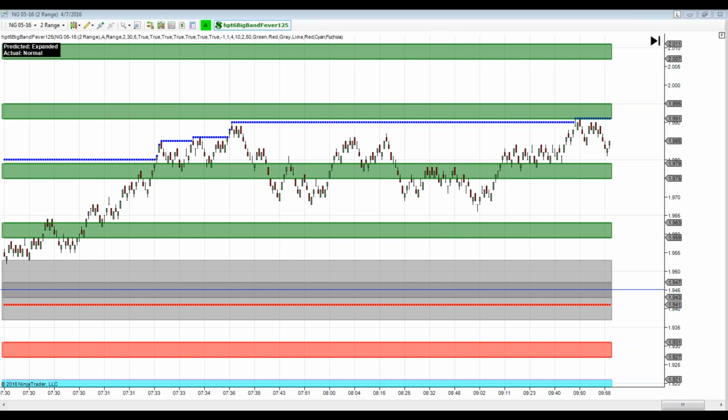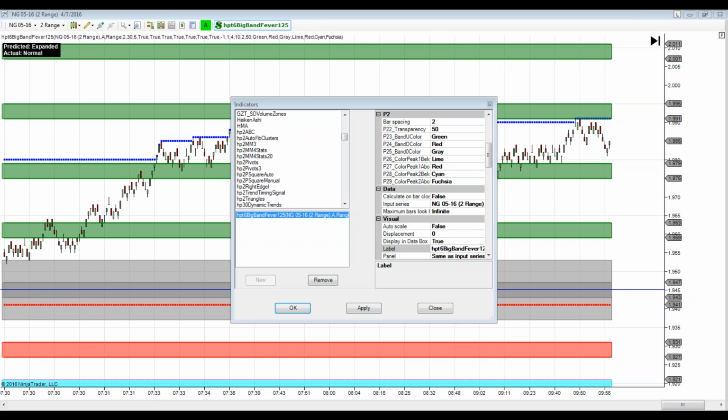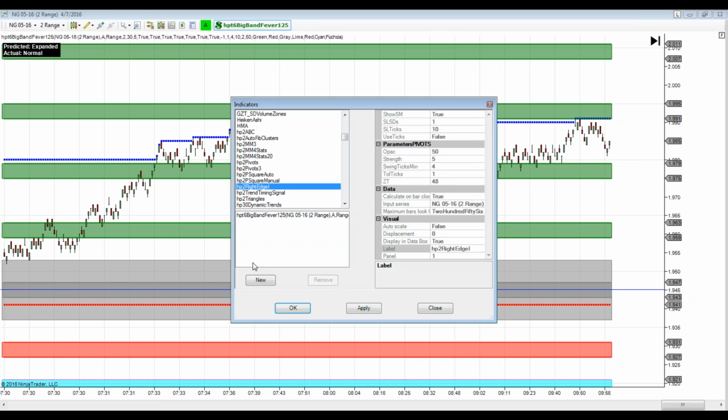And again, the one I always like to use, if you're going to use this, is the HB2 right edge 1. That's the original right edge. That's the one we want to use. Okay, that's the one that you can control, turn things on, turn things off.